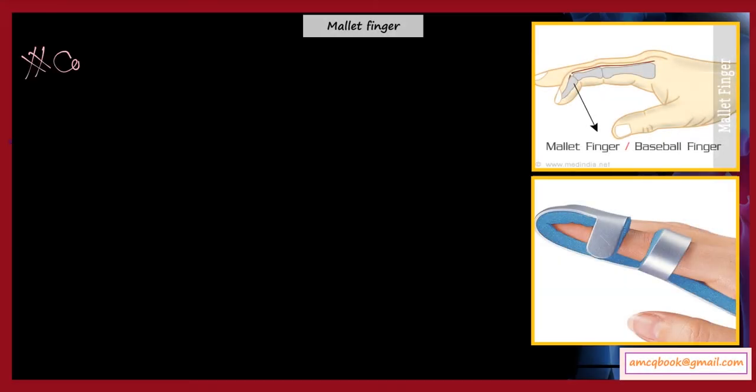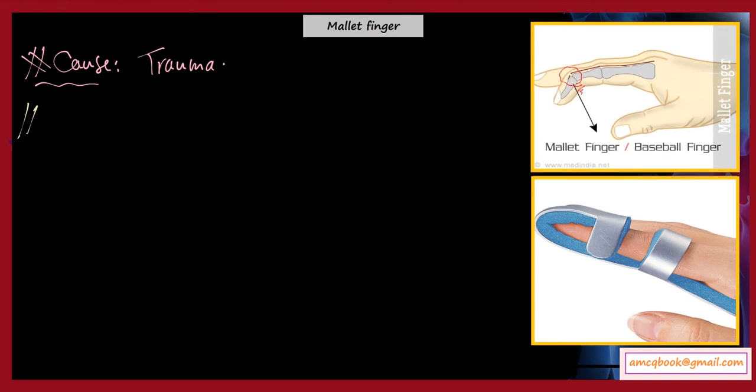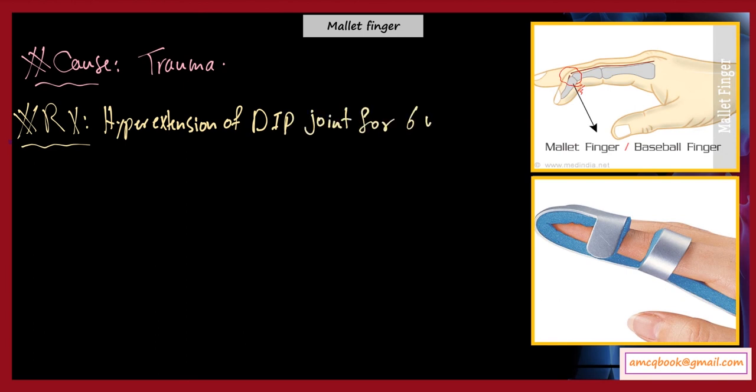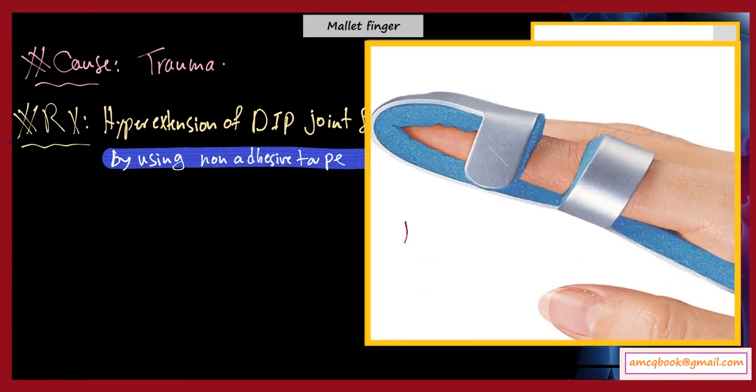Mallet finger. The cause of mallet finger is trauma. Look at this picture. This represents mallet finger. And for treatment, simply hyperextension of the distal interphalangeal joint for 6 weeks by using non-adhesive tape, like in this picture. This represents non-adhesive tape. That's all.